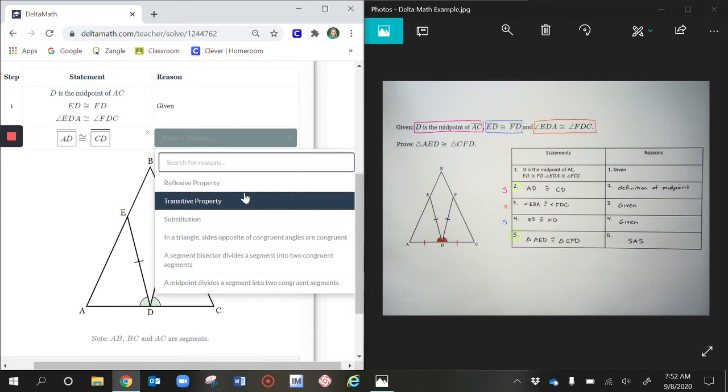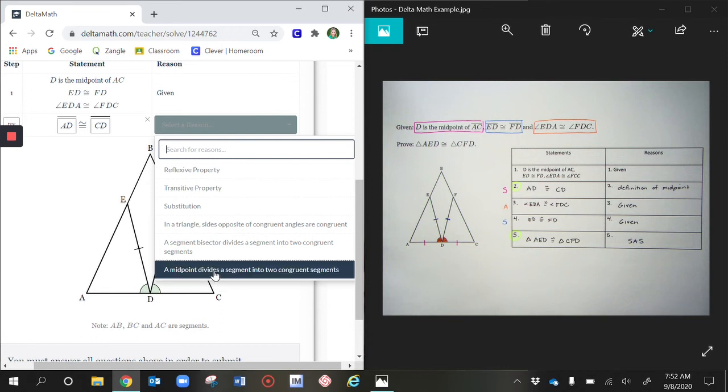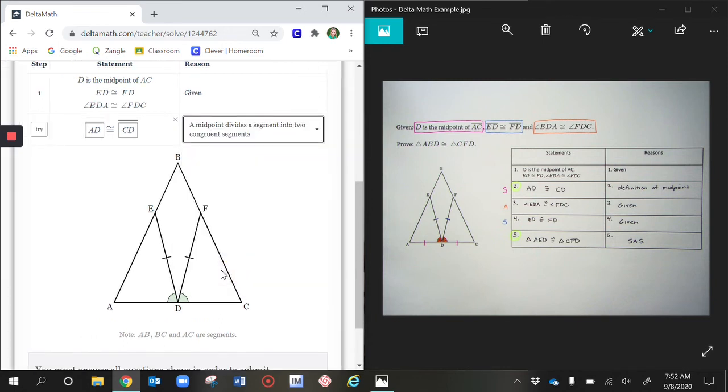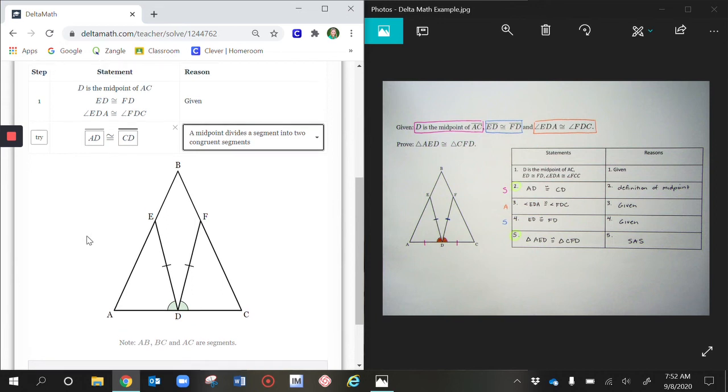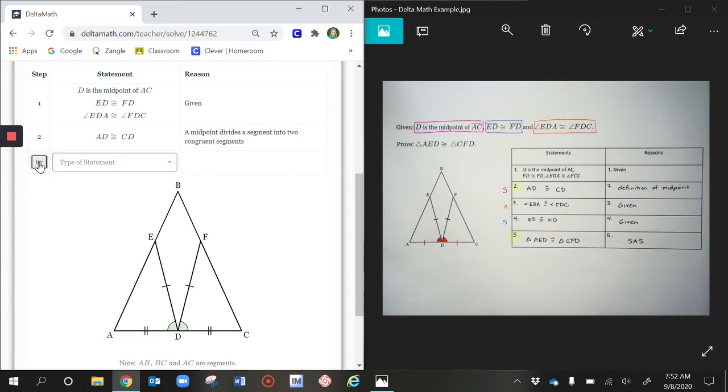Okay, so it might be a little bit different. Oh, look at it right here. It doesn't say definition of midpoint. It gives a little bit more in depth: a midpoint divides a segment into two congruent segments. Okay, we're going to click that. And the good thing about Delta Math proofs is you've got to try it. And then if it's right, it'll let you go on to the next step. If it's wrong, it's going to give you some kind of guiding question or it's going to give you a little tip. So let's try it. Ooh, it let us go on to the next step. So we know we did that right.